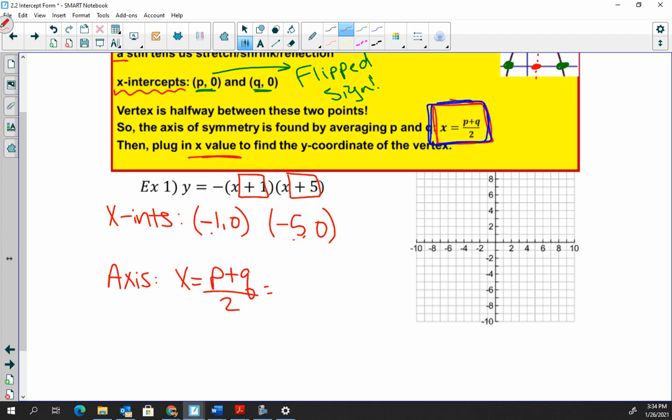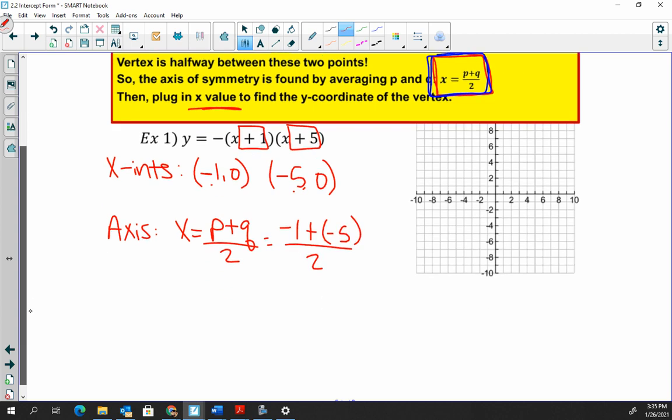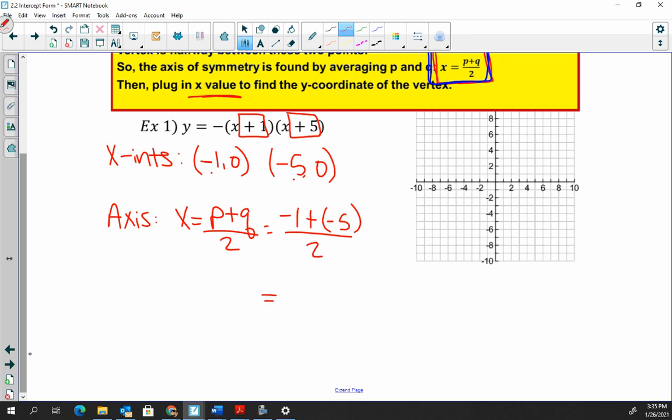Right? Notice how I'm taking the x-intercepts and not the numbers that I see in the parentheses. I'm taking the actual numbers for the x-intercept. I'm plugging them into this equation. So it's negative 1 plus negative 5 over 2. And if we simplify this down a little bit, negative 1 plus negative 5 is going to give me negative 6 over 2, which gets me negative 3.